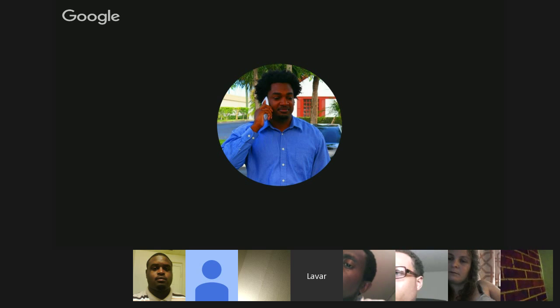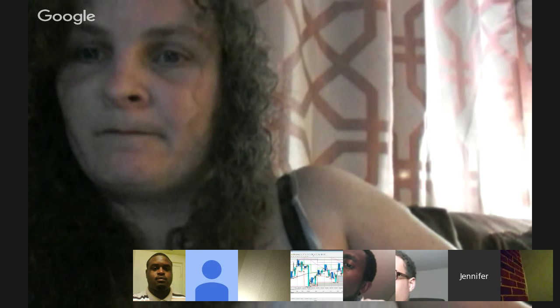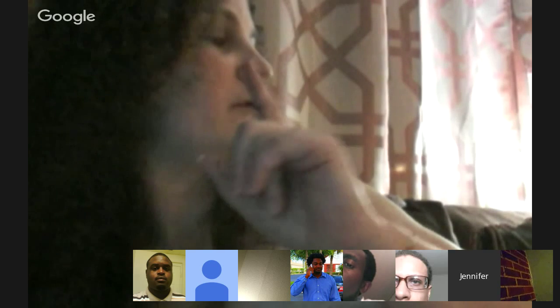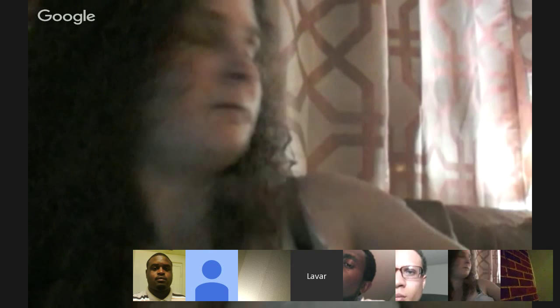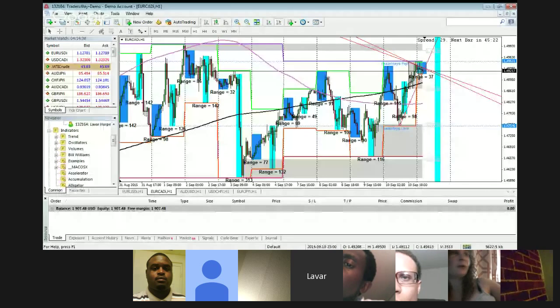When it comes to drawing the support and resistance lines, you always look to the left and see where price has fallen, has weakened, and where it's turned around. If you look here, right where it's at now, it's on a support line.